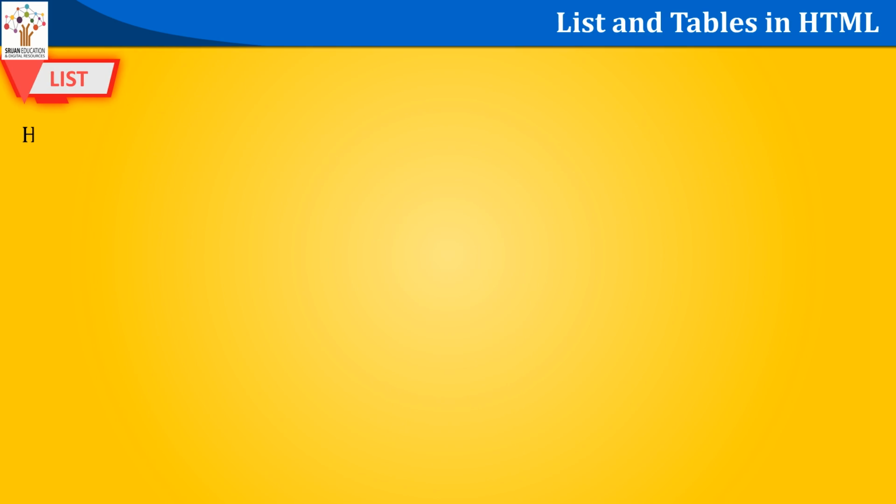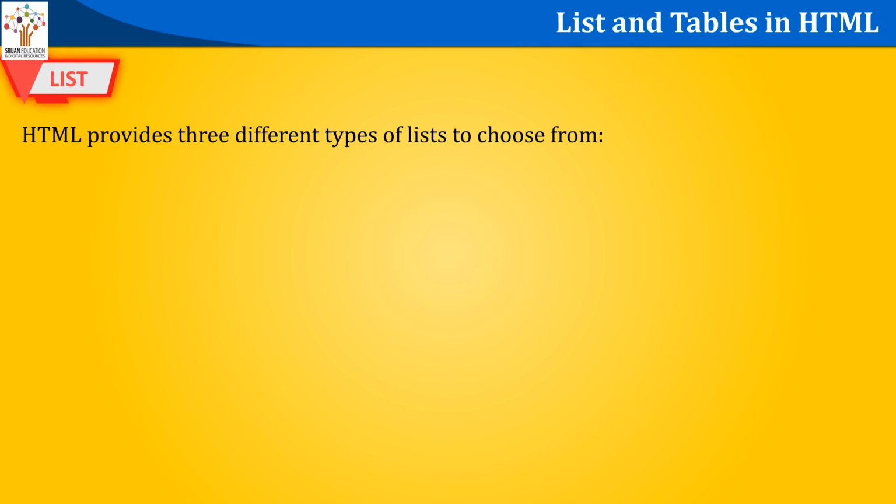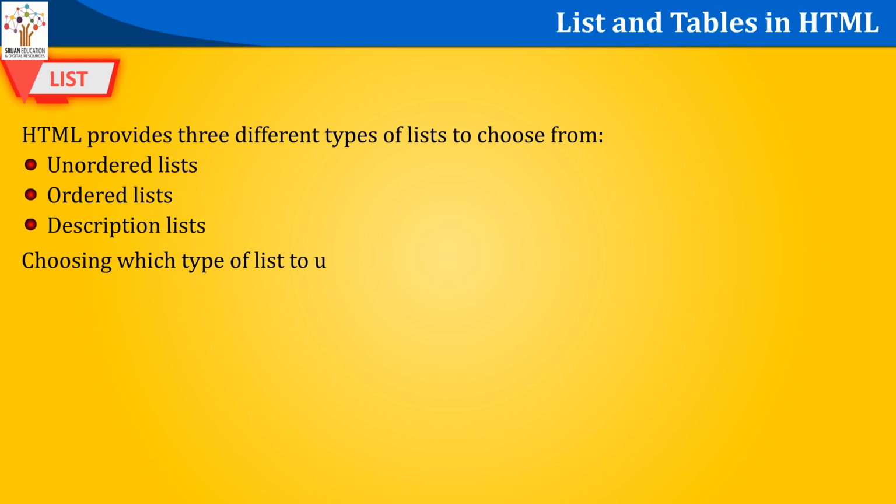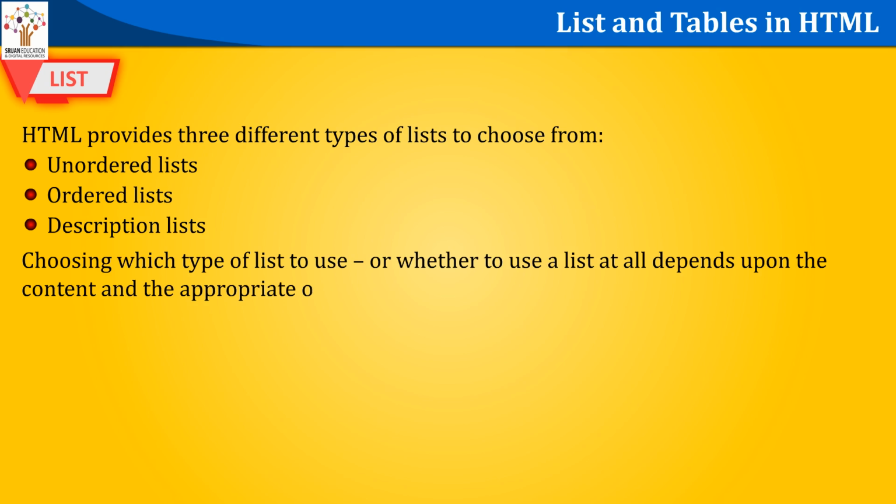List. HTML provides 3 different types of lists to choose from: unordered lists, ordered lists, description lists. Choosing which type of list to use or whether to use a list at all depends upon the content and the appropriate option for displaying that content.